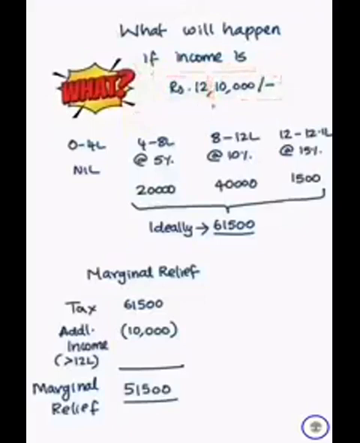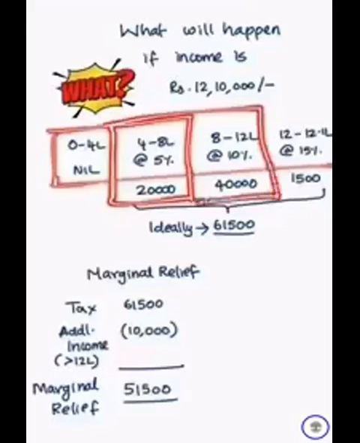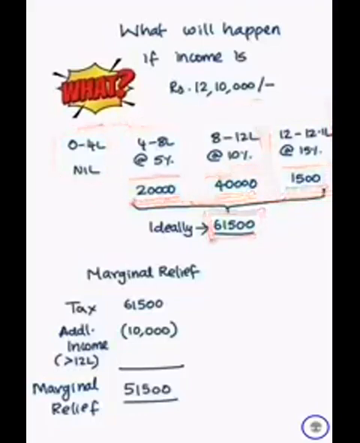Let's see. So when the income is greater than 12 lakh, the tax slab rates are going to be like this. Up to 4 lakh nil, 4 to 8 lakh at the rate of 5% it is going to be this 20,000. 8 to 12 lakh at the rate of 10% it's going to be this 40,000. And 12 lakh to 12 lakh 10,000 at the rate of 15% it is going to be 1,500. So the total tax payable will be 20,000 plus 40,000 plus 1,500. Ideally, it should be 61,500.